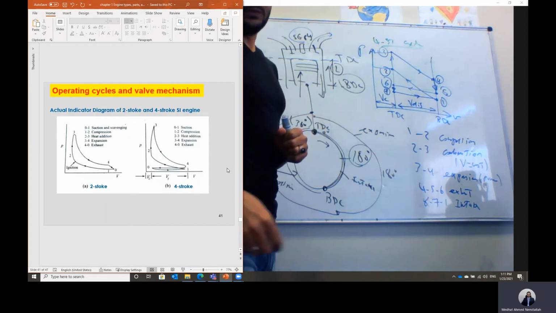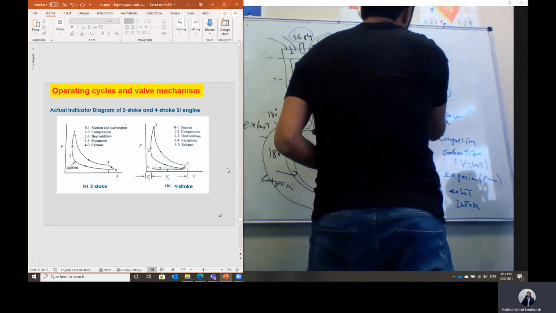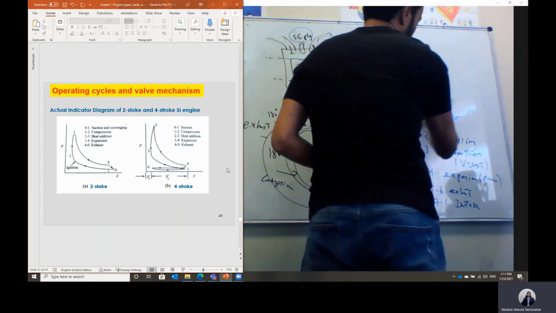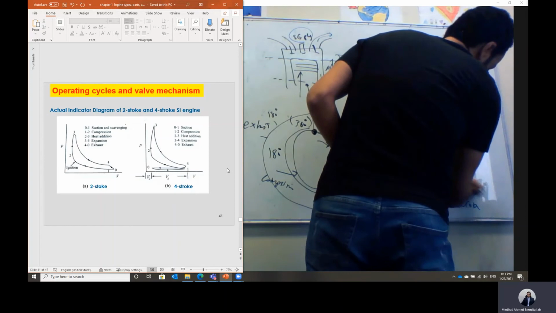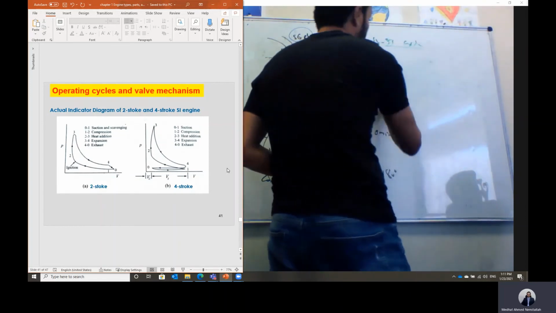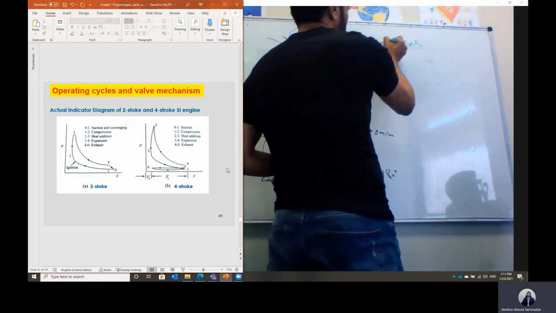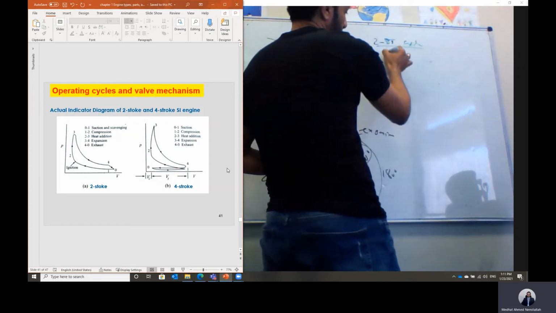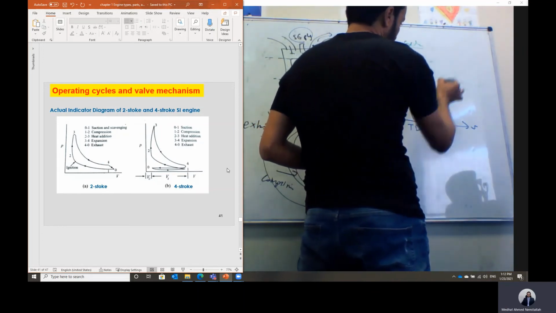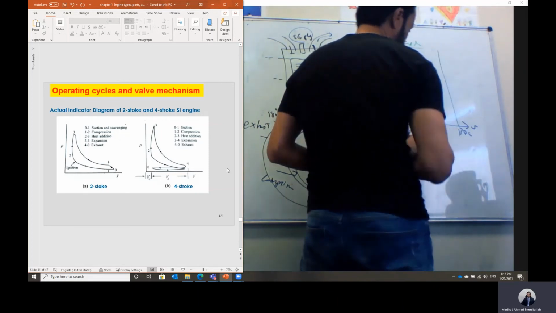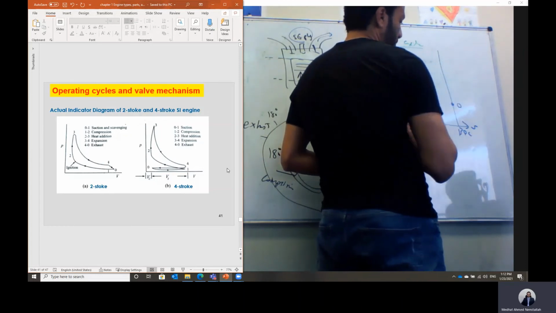In case we have a 2-stroke engine, as we said, we combine the compression plus intake stroke in 1 stroke, and the exhaust plus the expansion are combined also in another stroke. So in case of a 2-stroke engine, 2-stroke cycle, we can represent the process on the PV diagram. This is the top dead center, and here we have the bottom dead center.